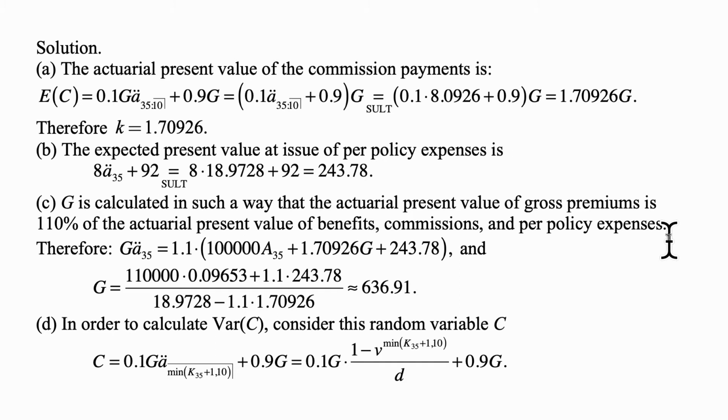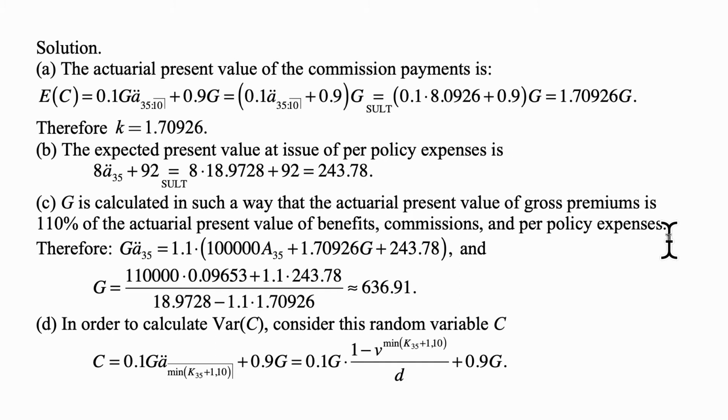And from the standard ultimate life table, we find ä_{35:10} to be 8.0926. So this becomes 0.1 times 8.0926 plus 0.9 times G. So 1.70926 G. Therefore, the number K we're looking for is 1.70926.